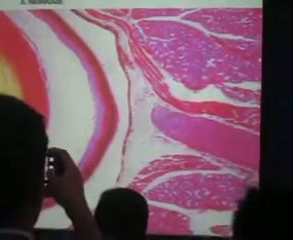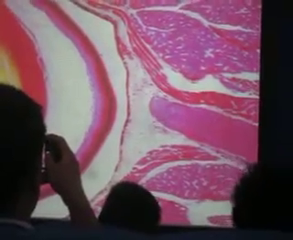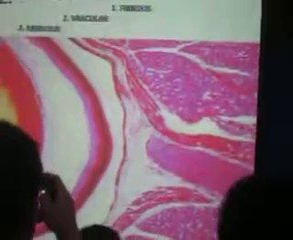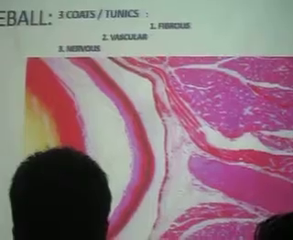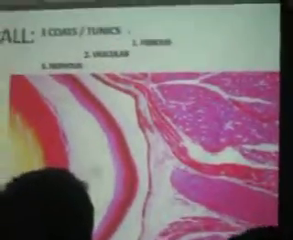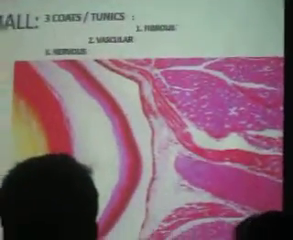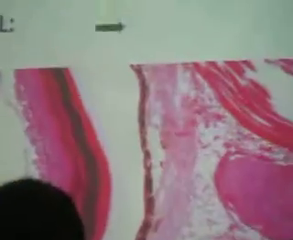Again, the fibrous coat is made up of your sclera and the more anterior cornea. Okay? Then of course you have the vascular coat, which is composed of your choroid, ciliary body, and your iris. And the nervous coat is mainly your retina. Okay?